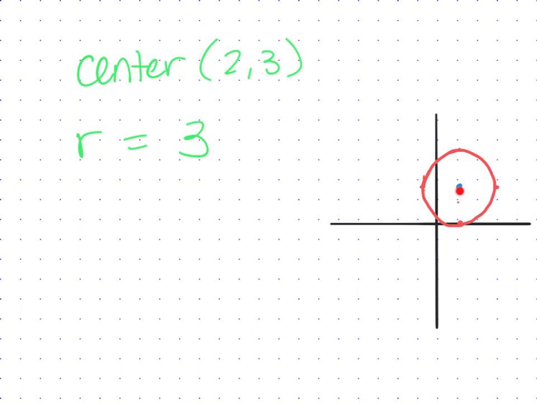Yeah, all right, so again, I went from my center point, I went up 3, right 3, down 3, left 3, and then drew a circle. So that's going to give you your radius of 3.